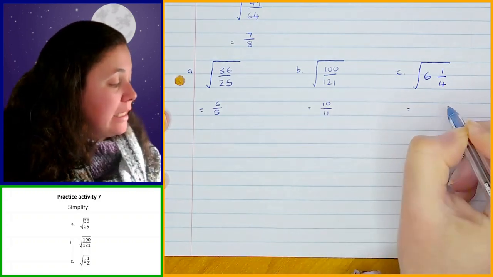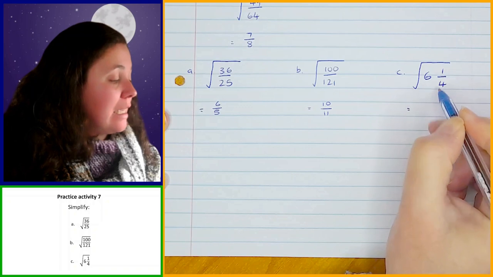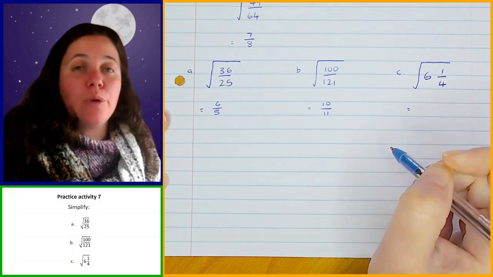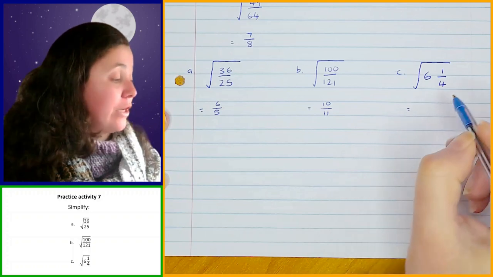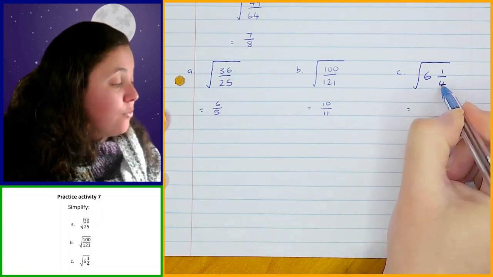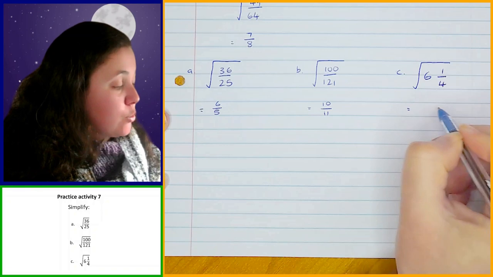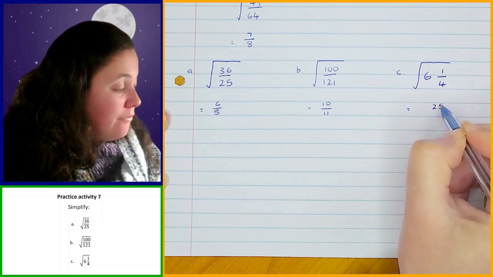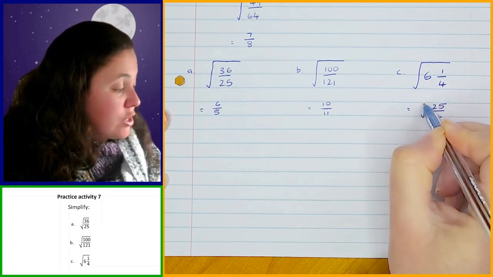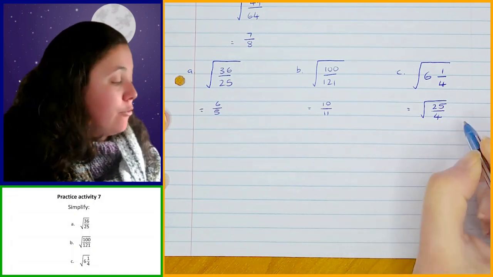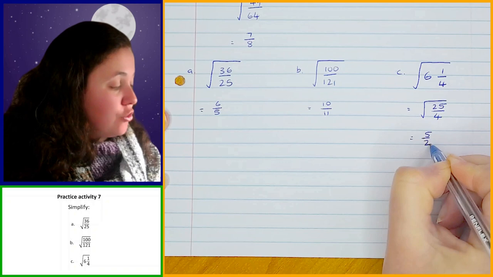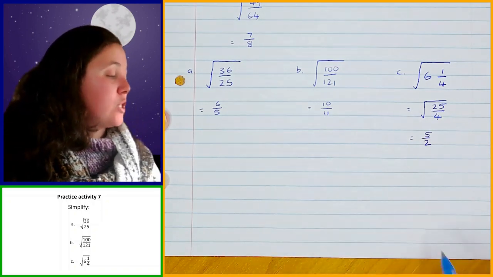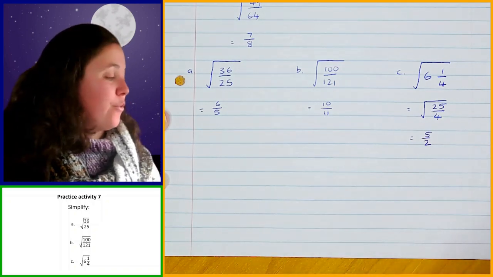And then question C, we have the square root of 6 1/4. So now, just like when we were doing our squaring, we first had to change that into an improper fraction. So 6 times 4 is 24 plus 1 is 25. So this is 25 over 4, and we still have to square root that. Okay, so the square root of 25 over 4 gives me 5 over 2. So that's what you should get if you are getting the square root of 25 over 4.